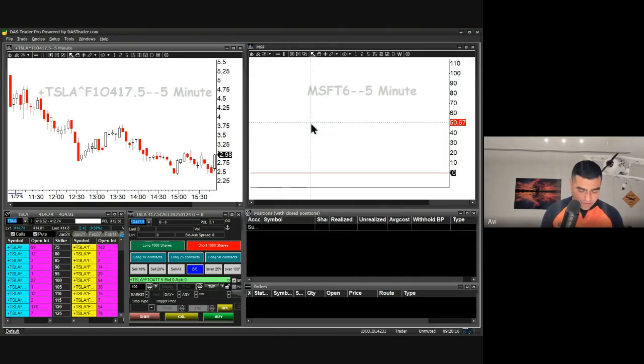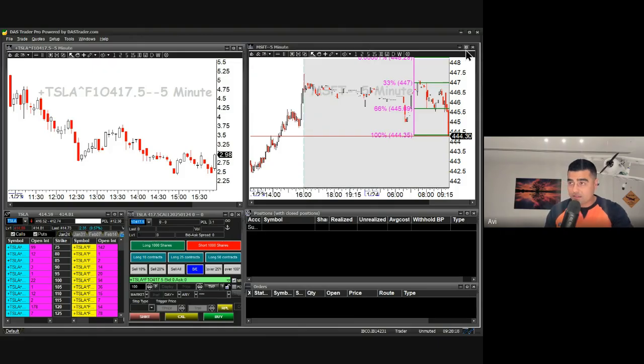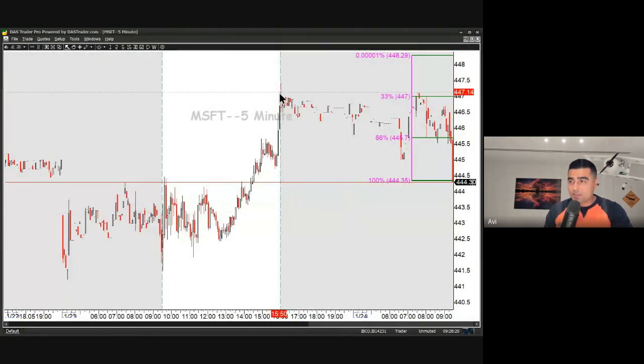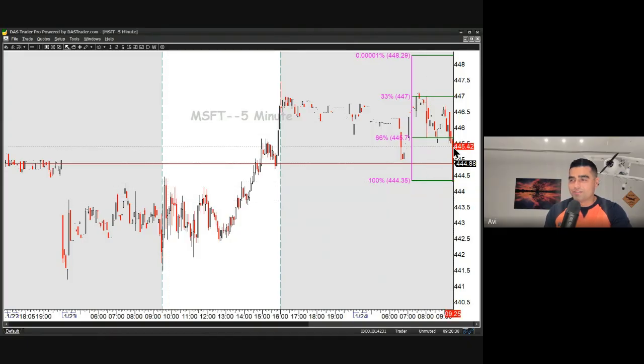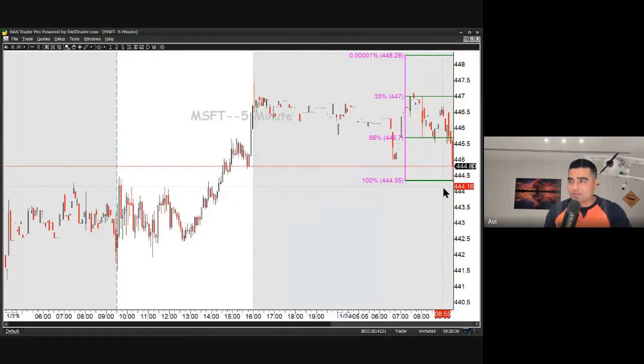Microsoft. Whoops. Look at that. What is it doing? Made a big move up, big consolidation. Very tricky to read that. And then a firm drop to where? Previous day's high. And where does it bounce from? Right there. This is interesting. This 444.35 is definitely in play today on Microsoft. I don't see a setup on it at the moment, but it's interesting.